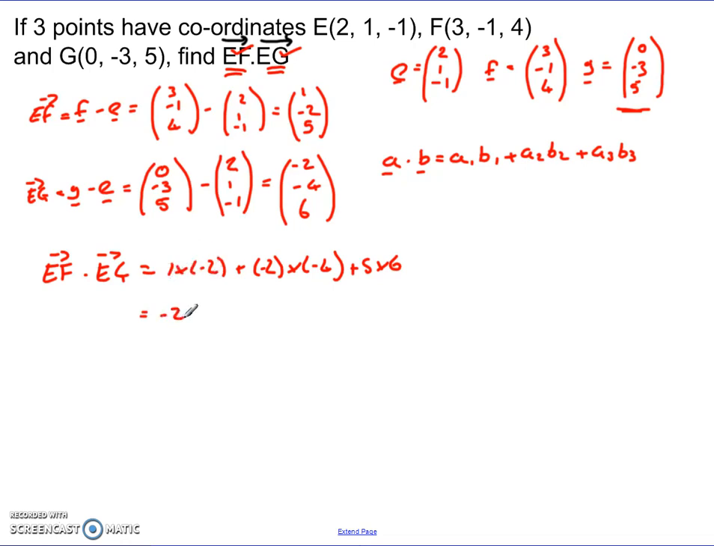1 times negative 2 is negative 2. Negative 2 times negative 4 is 8, so it's plus 8. 5 6s are 30, plus 30. So negative 2 plus 8 is 6, plus 30 is 36. So there you go, EF dot EG is given by the value 36.